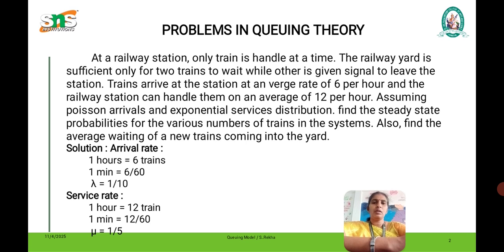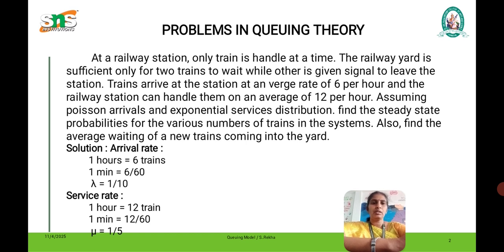For every problem we have to find the arrival pattern as well as the service pattern. The arrival pattern is represented by lambda, whereas the service pattern is represented by mu. About 6 trains arrive within 1 hour. We have to convert the hour into minutes, so 6 by 60, because to convert hours into minutes we divide by 60. If you cancel, you will get 1 by 10.